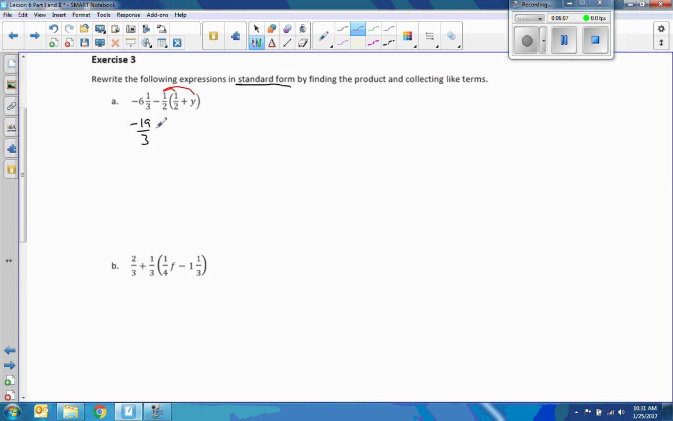A negative times a positive, always do the sign first, is negative. 1/2 times 1/2 is 1/4. A negative times a positive is negative. 1/2 times y is 1/2 y. Okay.